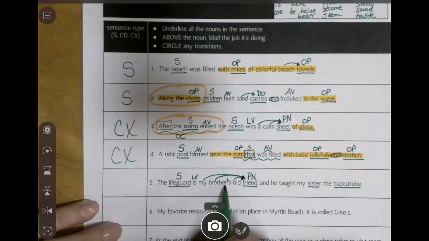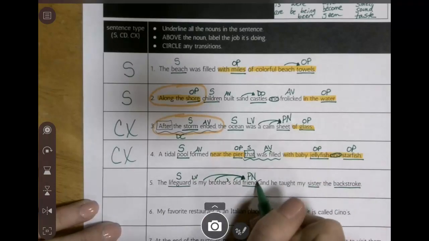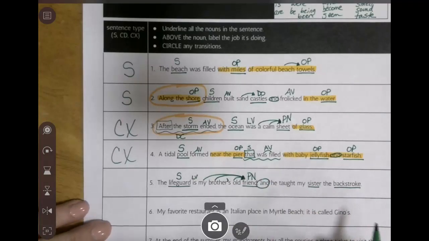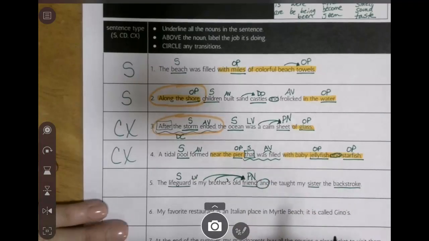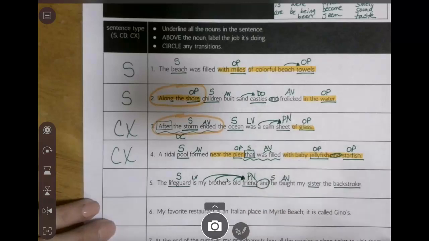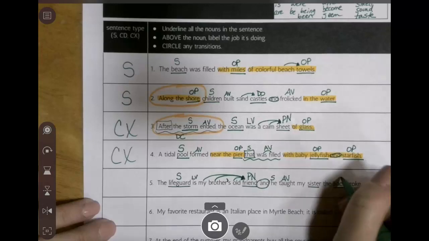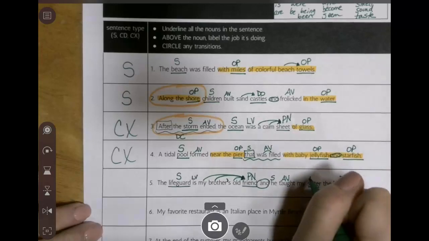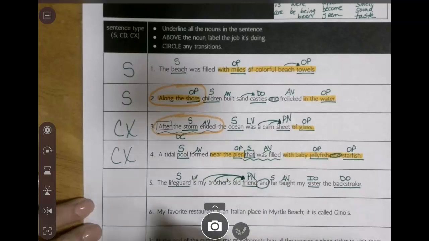The lifeguard is my brother's old friend. I could switch it around and say my brother's old friend is the lifeguard. Okay, remember with predicate nouns you can switch them around like that. Now I still have another sentence over here, and because I have that comma and, I'm thinking this is compound. So let's see if I can find another subject. He did what? He taught. Taught what? He taught the backstroke to whom? To my sister. So that is a compound sentence.